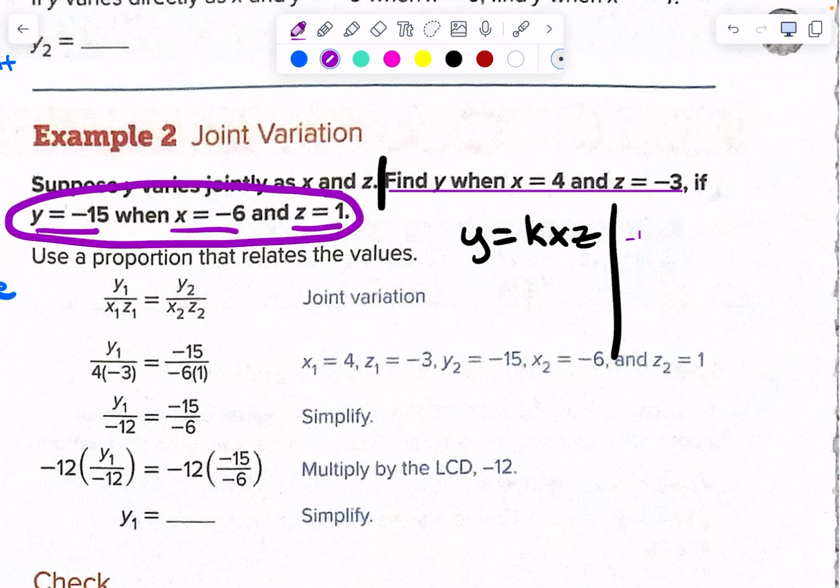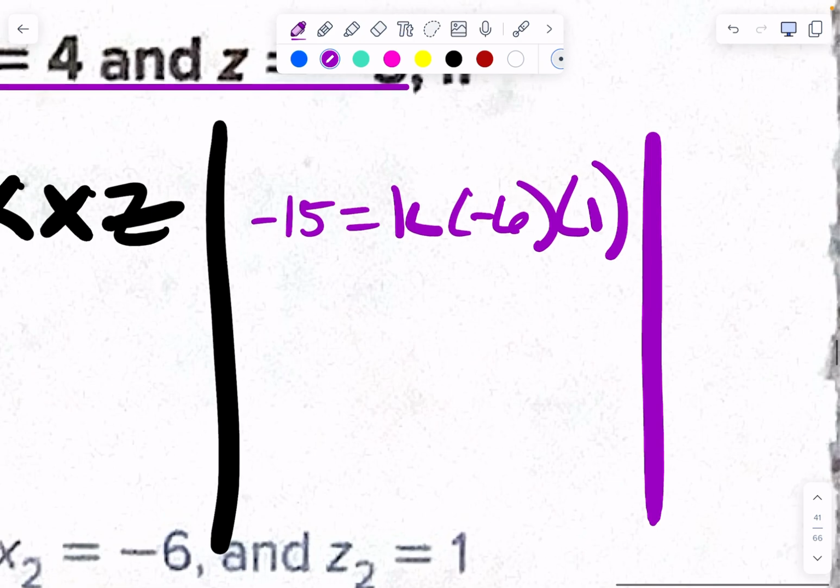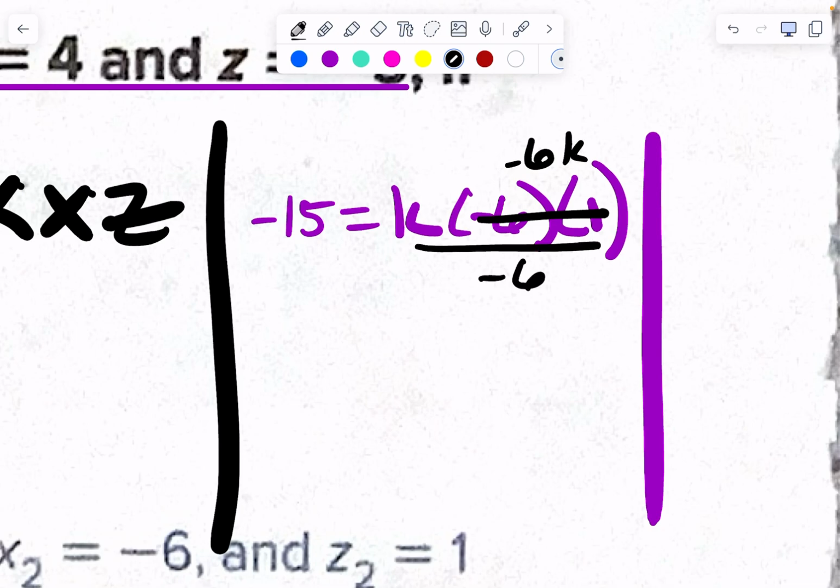So y is -15. K stays k. X is -6. And z is 1. And this does not come out as a nice number, but that's okay. But I plugged in all my numbers. For the second part, -6 times 1 is -6, so this is -6k. I'm going to divide by -6. What is -15 divided by -6? Positive 2.5? Yes. Positive 2.5.